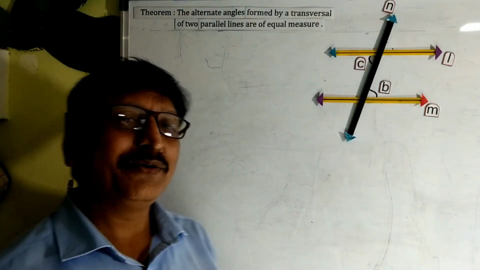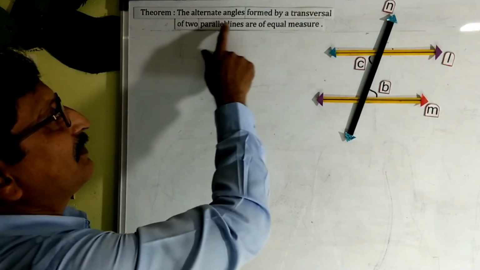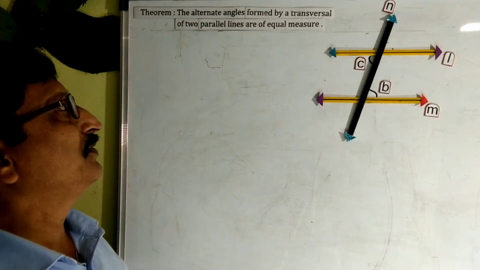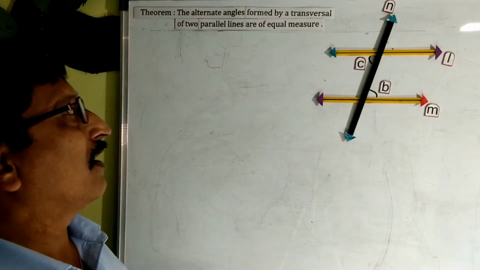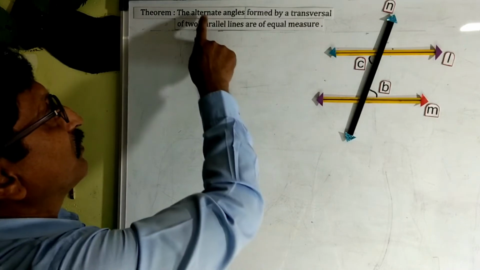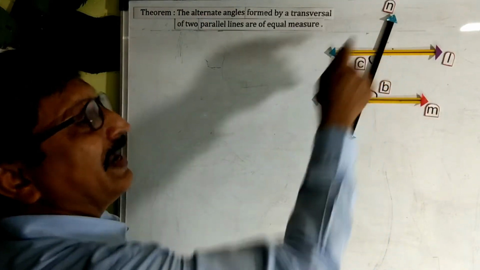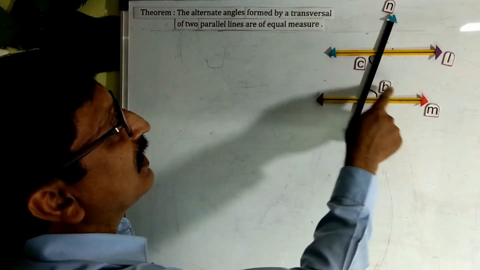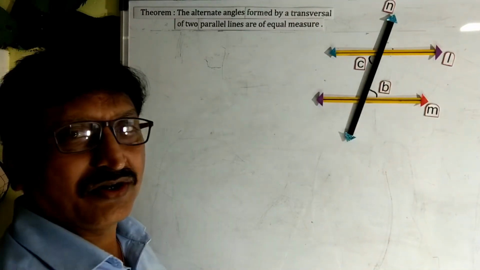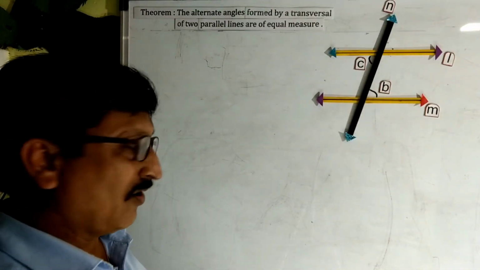See now, in this theorem what is given here again? The alternate angles formed by a transversal of two parallel lines are of equal measure. That means you have to show that these alternate angles, where line L and M are parallel and line N is a transversal, are of equal measure or congruent.